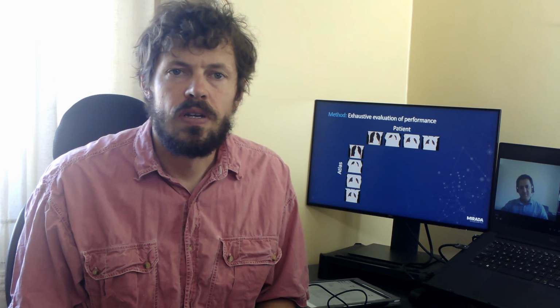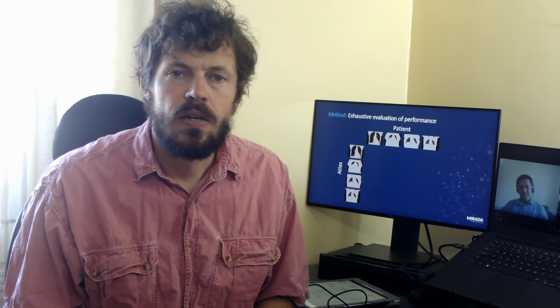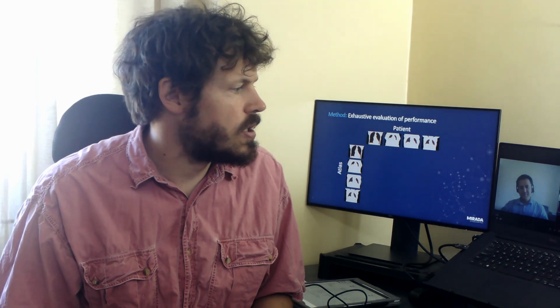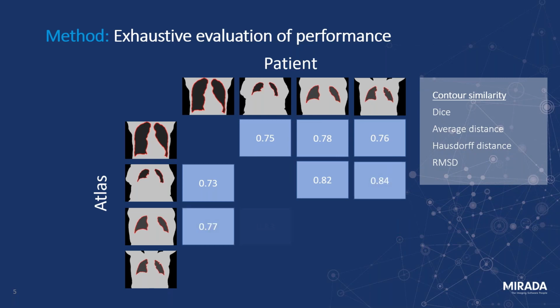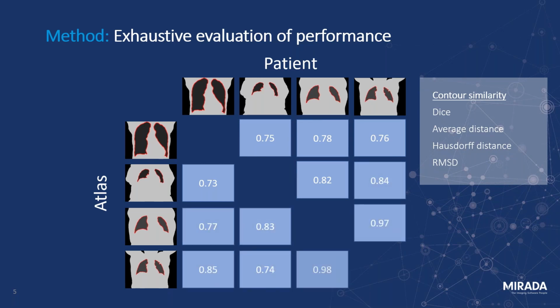Having selected an atlas based off a similarity measure, we now need to know the performance. So here, taking those same registrations and those same atlas patient pairs, they could look at what happens with the contours when you transfer the contour from the atlas to the patient. And again, they calculated all of the possible combinations of the measures of performance, such as DICE and average distance. So now for any particular similarity measure, we can select the best atlases and we can look at their performance.